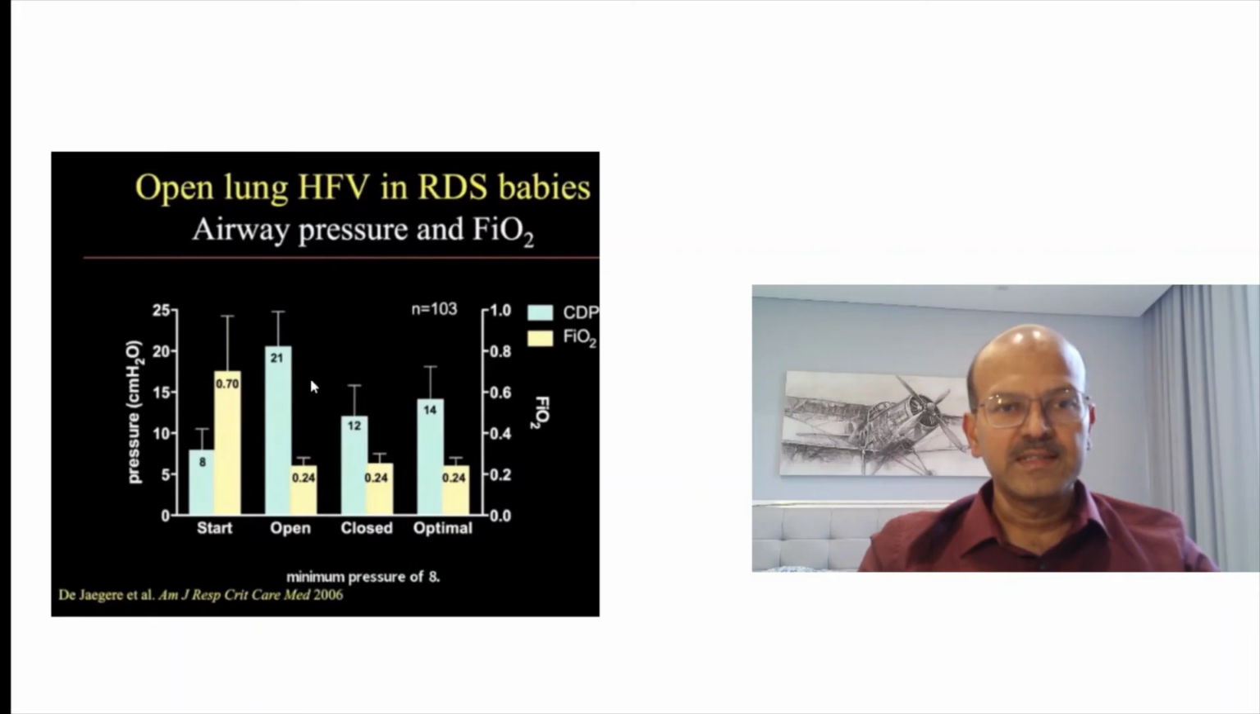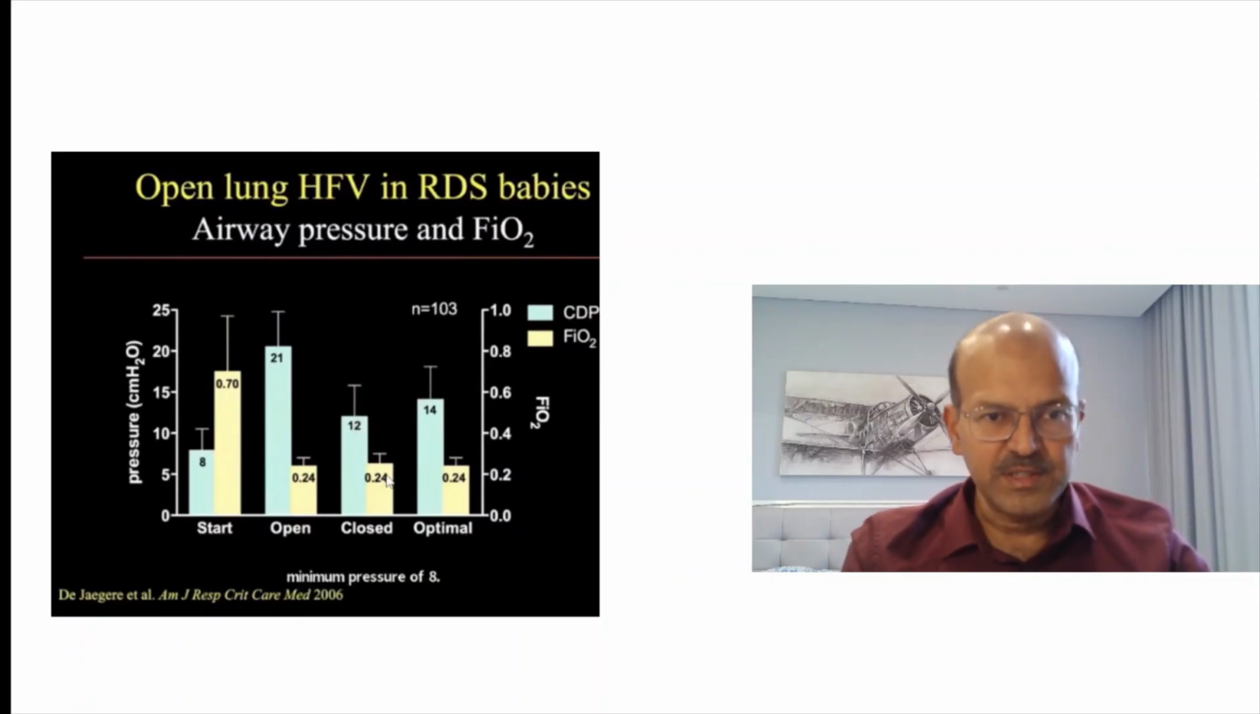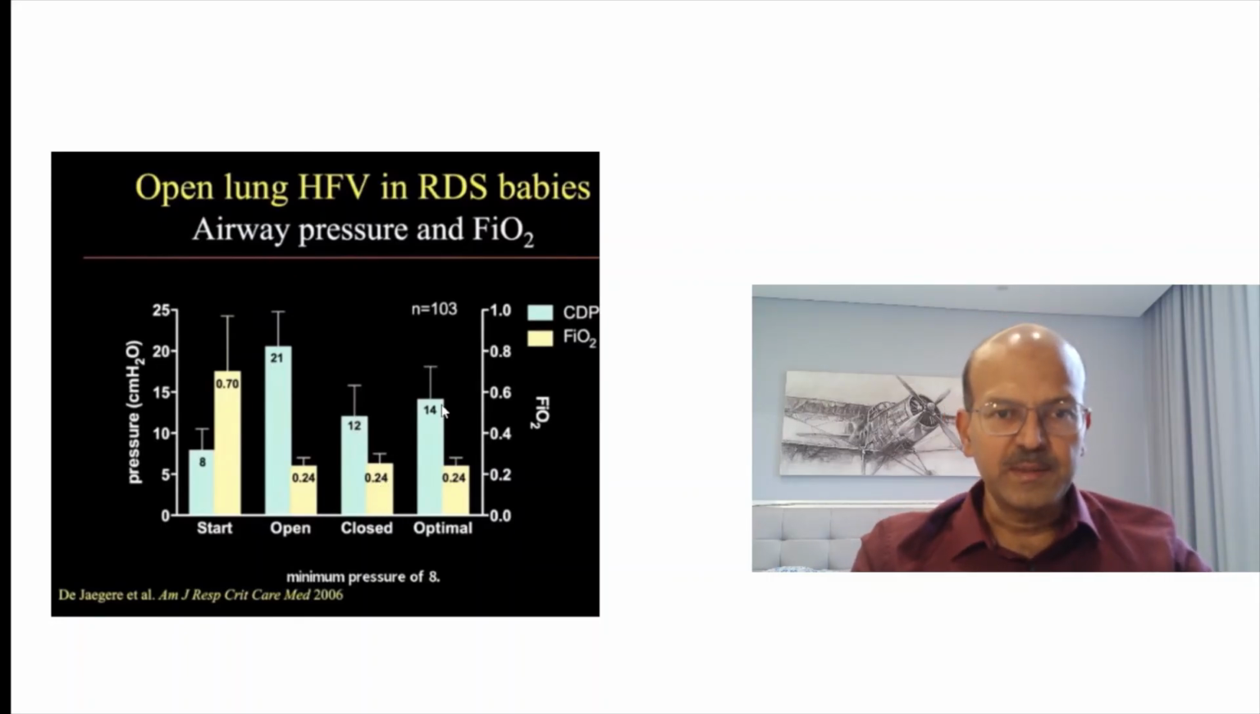So this illustrates what their experience was in terms of the pressure needed. They started with the MAP of 8 and the FiO2 of 0.7. They reached a maximum pressure of 21 in majority of the cases, and the FiO2 dropped to below 30. And then the pressure could come down to 12 when the saturation started drifting. Then they opened the lung again and they came to 2 to 4 above this closing pressure, which is 14, and the FiO2 was still maintained. So this is their example.